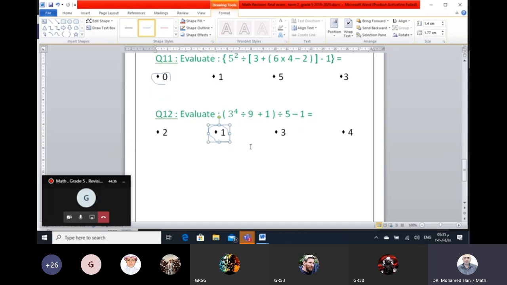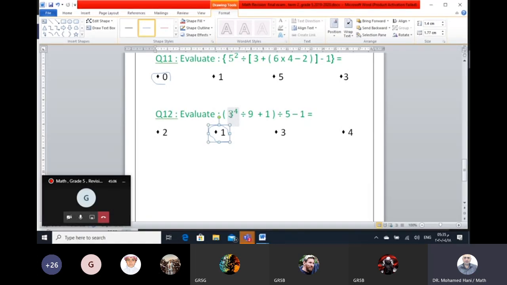The last question now. Here we have parentheses, divide and minus. The order is parentheses first. Inside you have an exponent, a divide, and a plus. So first the exponent, 3 exponent 4. What is the meaning of 3 exponent 4? It means 3 times 3 times 3 times 3. 3 times 3 will be 9. 9 times 3 will be 27. 27 times 3 will be 81.